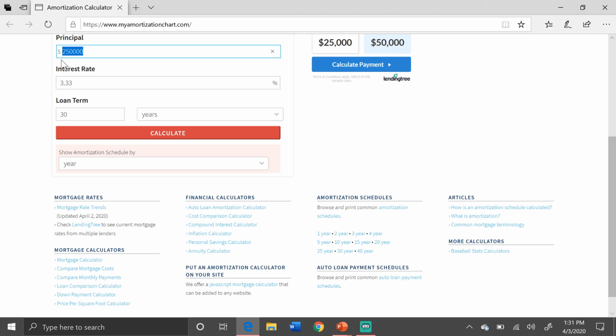What is the common or the average price on a home here in Hollister? Anybody have an idea? About 500,000 would be appropriate.